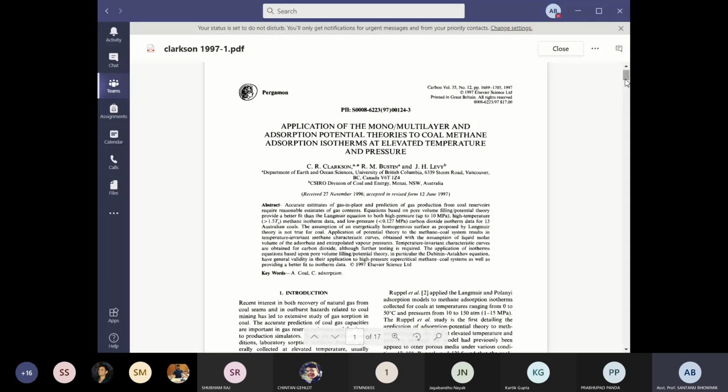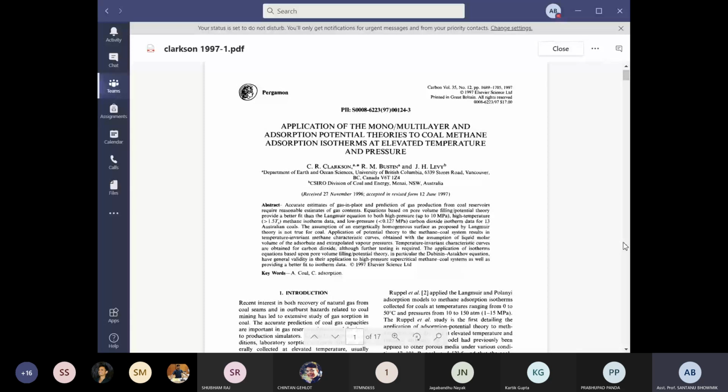So in this category, this is another good paper, done by Clarkson and his group, Clarkson, Bustin and Levy. Now this paper discusses monolayer and multilayer adsorption, the different adsorption theories, and the variations of temperature and pressure with this adsorption. For this they have also used a powder sample, and with the powder sample they have taken both low pressure adsorption and high pressure adsorption.